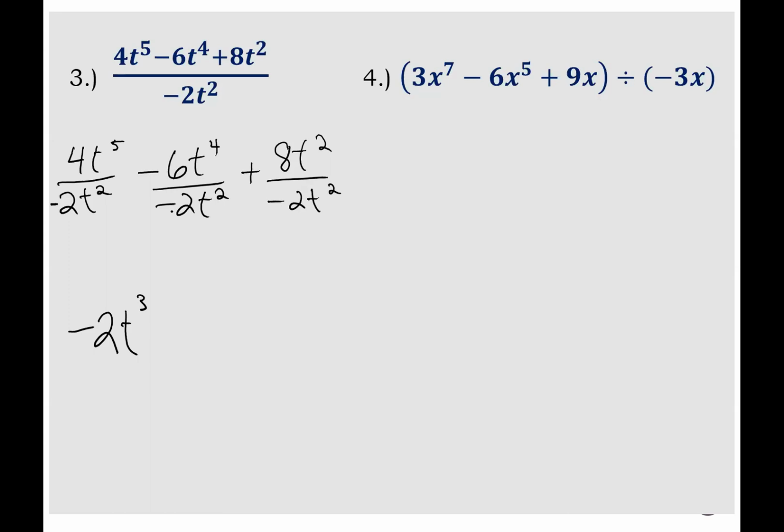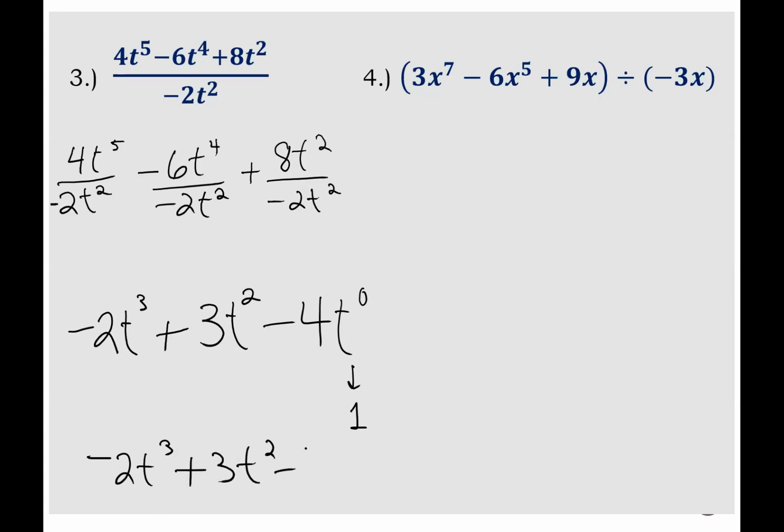Negative 6 divided by negative 2 is positive 3. So definitely write a plus sign there. And then once again, subtract your exponents. 4 minus 2 is 2. So positive 3t squared. Next, 8 divided by negative 2 is negative 4. Subtracting exponents, 2 minus 2 is 0. So that's t to the 0, which means I don't need to write anything at all. Okay, so if you do write it, remember t to the 0 is just 1. So this is 4 times 1, which is 4. So my true final answer is negative 2t to the 3rd plus 3t squared minus 4.